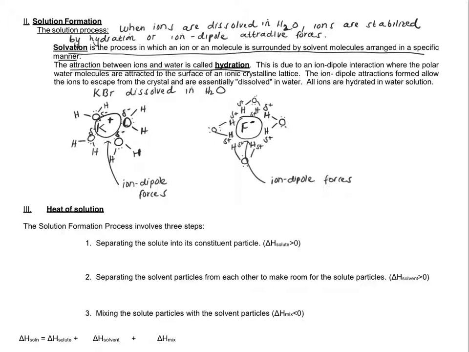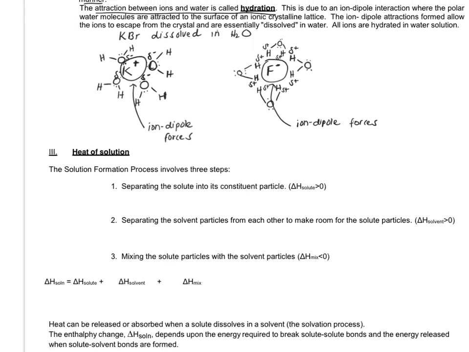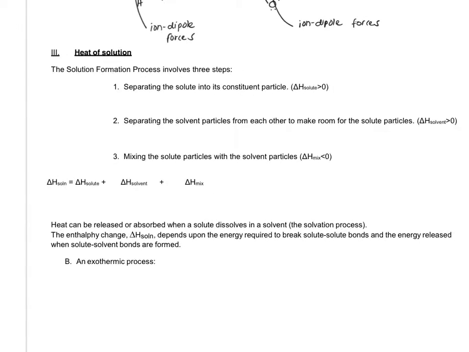Our next topic is the heat needed to form a solution, and there's 3 steps in forming a solution. The first step is separating the solute into its constituent particles. The second is separating the solvent particles, making room between the solvent particles so that the solute can mix with the solvent. And the third part of the process is the mixing.